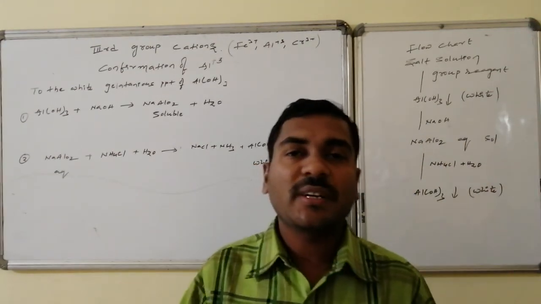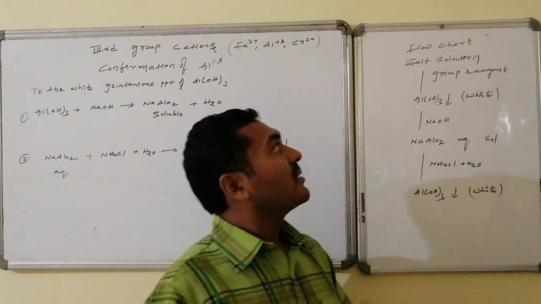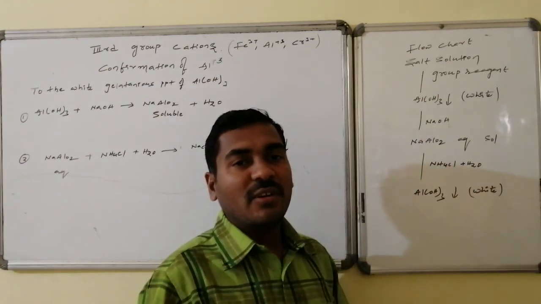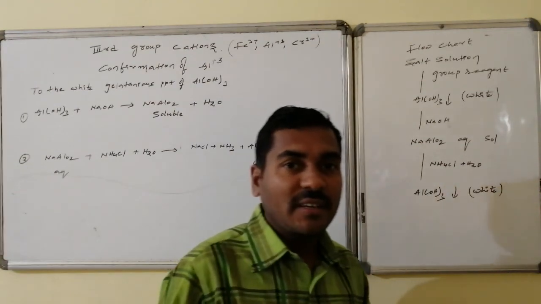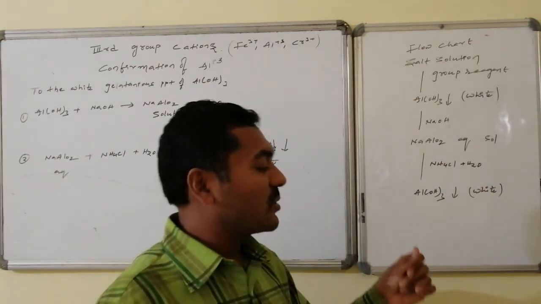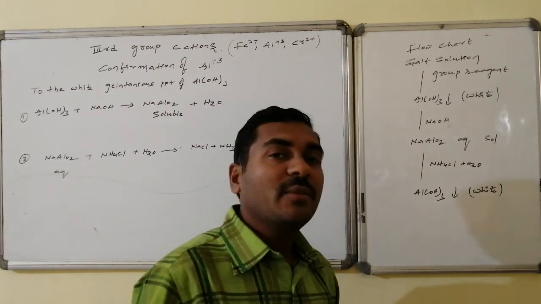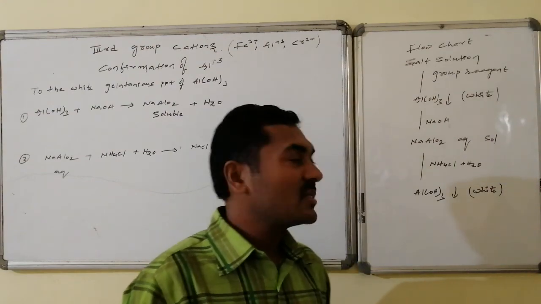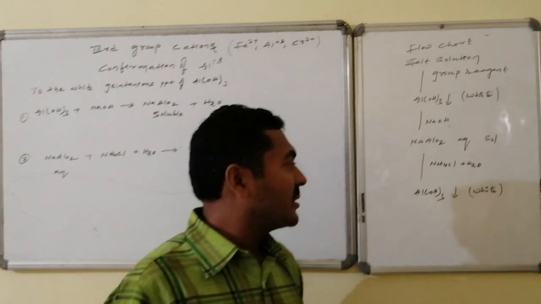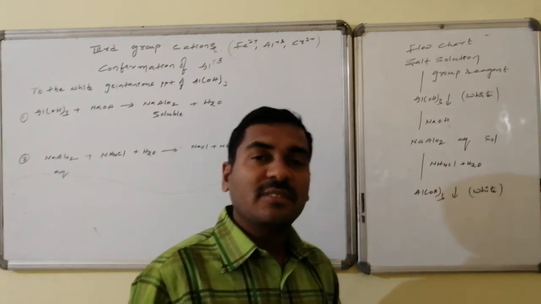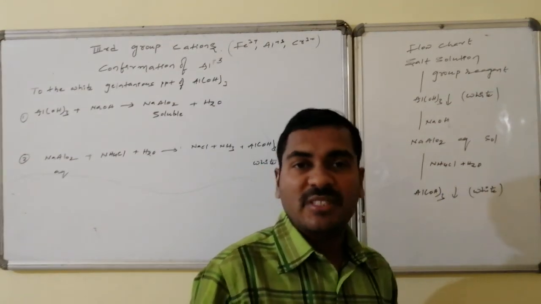The complete flowchart related to aluminium is: salt solution followed by group reagent will give aluminium hydroxide, which is a white gelatinous precipitate. This on reaction with sodium hydroxide gives sodium metaaluminate, which is a solution. That solution on reaction with ammonium chloride plus water gives aluminium hydroxide, which is once again a white gelatinous precipitate.